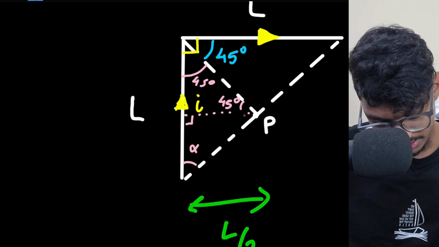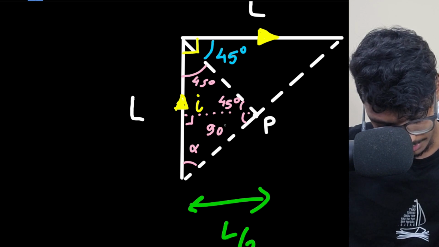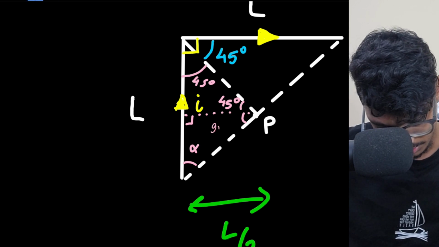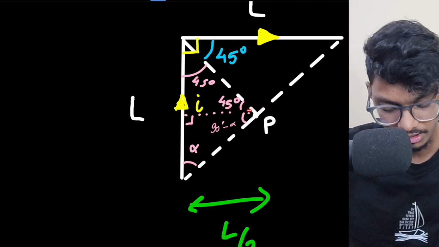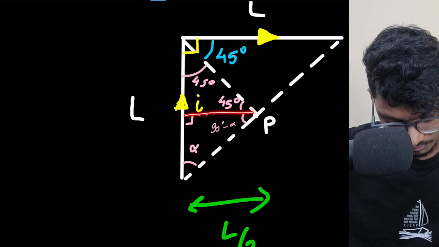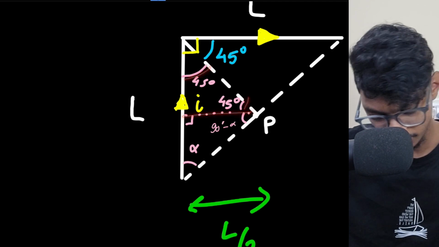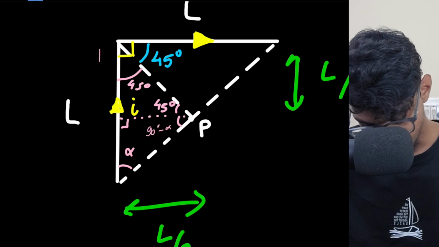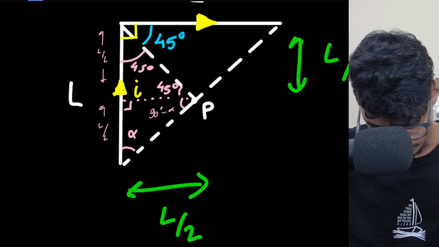What will this angle be? This angle will simply be 90 minus alpha, right? Why? Because this is 90, this is alpha, so the overall sum will be 180. This will be 90 minus alpha, and this is L by 2, right? And this is also L by 2 because this is just a perpendicular. These two angles are 45, so this also has to be L by 2 as mentioned here. So this is L by 2 and this is also L by 2. Overall, this is L only.